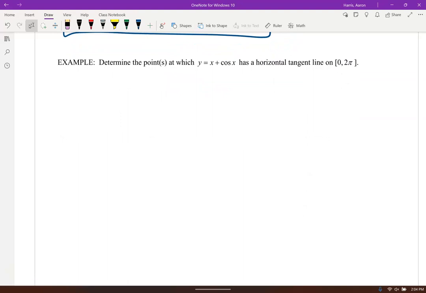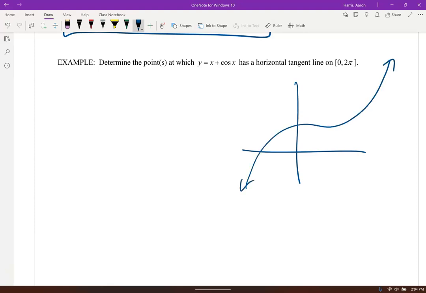All right, determine the point at which x plus cosine x has a horizontal tangent on 0 to 2 pi. So I'm looking at this thing like, I don't know what this looks like, but where does it have a perfectly horizontal tangent? On this one that I drew, which again is not what it looks like, those would be my spots that I'm looking for, but I'm only looking from 0 to 2 pi. I'm only looking within that, right? That's what we're doing algebraically, is where is the slope 0? The slope of the tangent, 0.